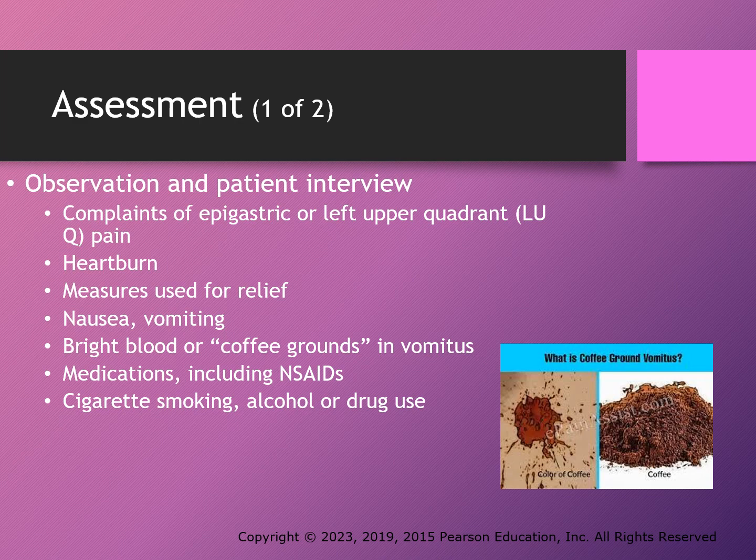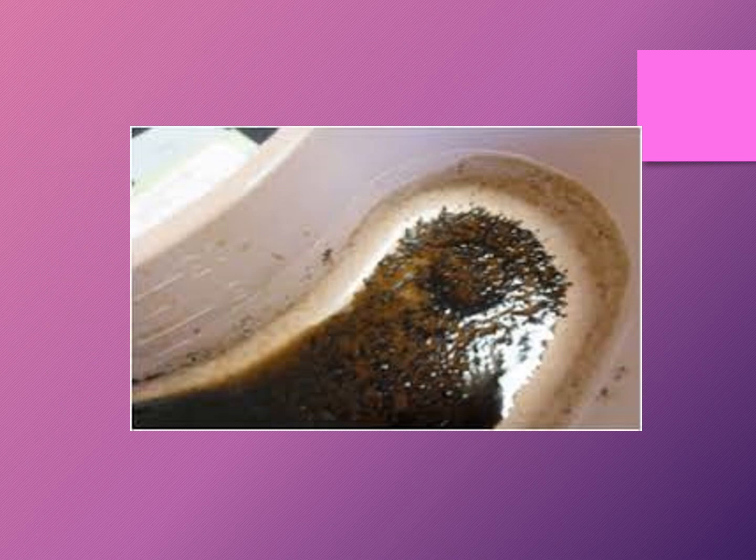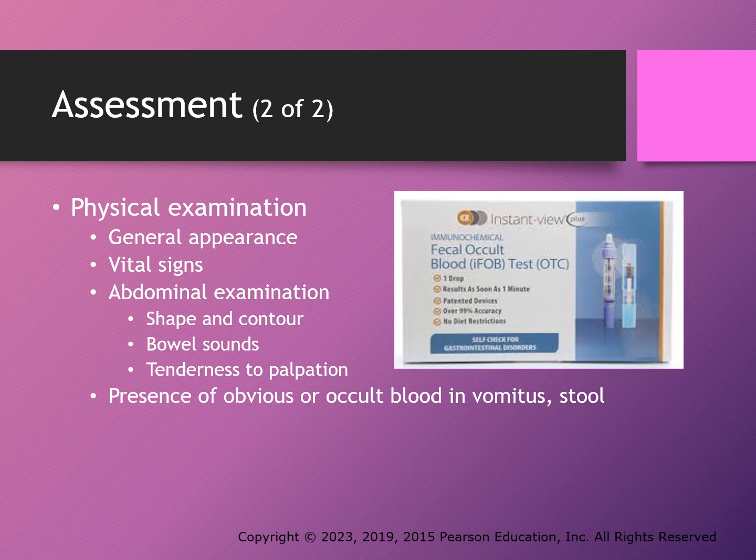And this is a picture here of what coffee ground vomitus looks like. And it looks just like coffee grounds, but it's old blood in the vomitus, and it stinks to the high heavens. When you see it and ever smell it, you will never forget it, trust me. And here's another. This is the emesis basin where someone threw up coffee ground emesis, and it looks just like coffee grounds from the coffee pot, but it's blood in the emesis.